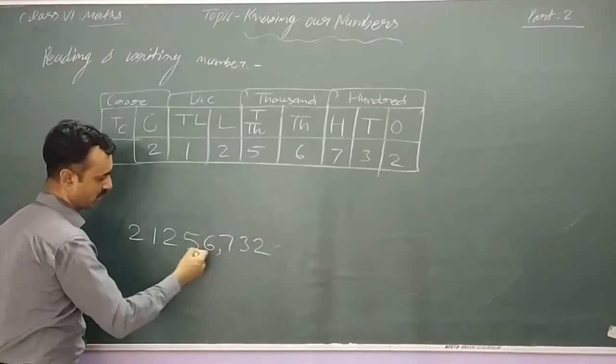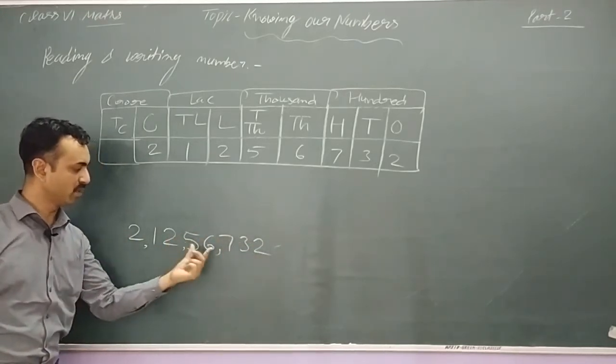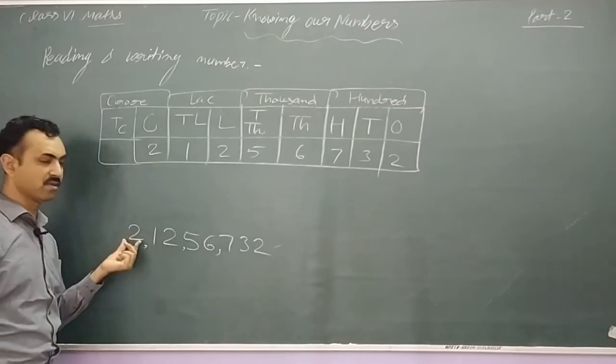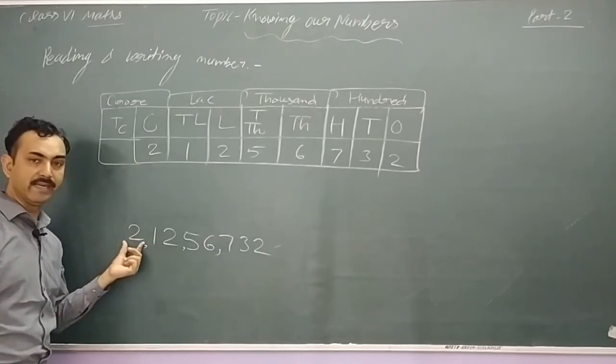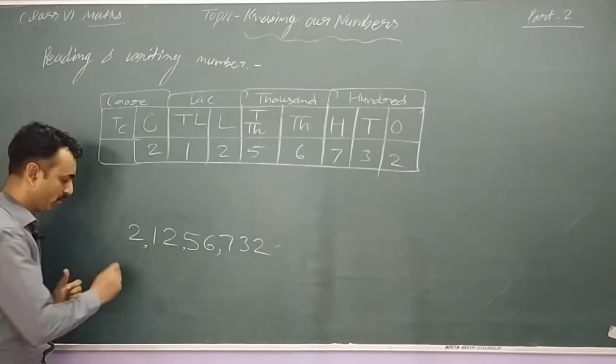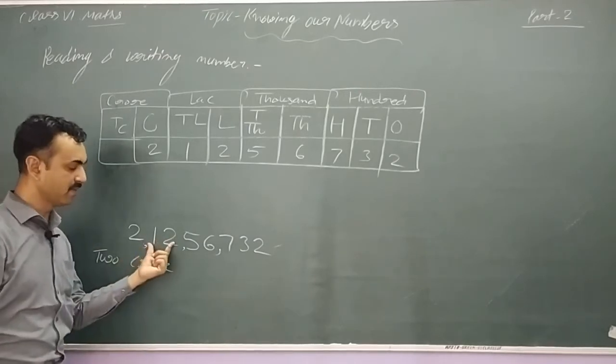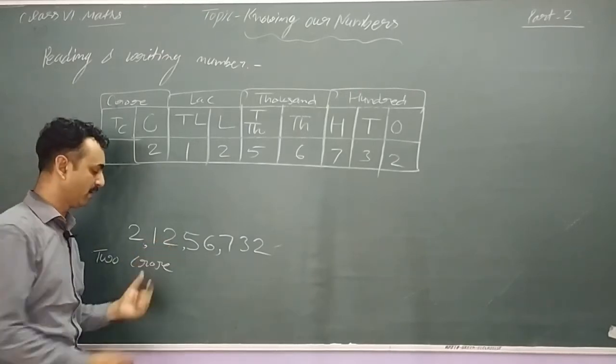This is the same number, these are commas. Now you can see this is the 100 group, this is the 1000 group, this is the lakh group, and this is the crore group. So how do we read the number? 2, what is the group name? Crore. So we write 2 crore. Combined, you will read 12.